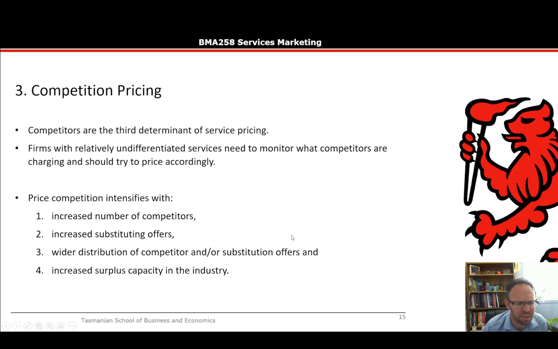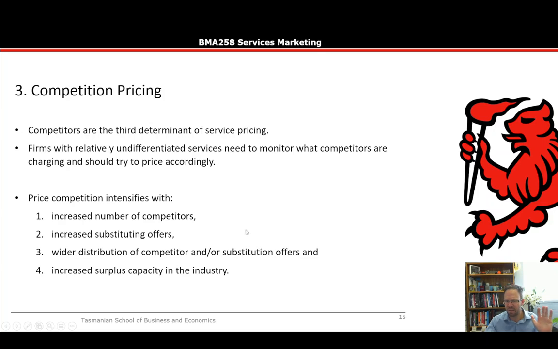All right, then we look at competition-based pricing. So competitors are the third determinant of service pricing. Firms with relatively undifferentiated services need to monitor what competitors are charging and should try to price accordingly, which makes sense, right? So if you've got what you think is a really good service and you're charging $100 per unit for your service, and you think that's great, but your competitors are only charging $80, well, there's a big market difference there, so that's going to have a big impact on your business, right?